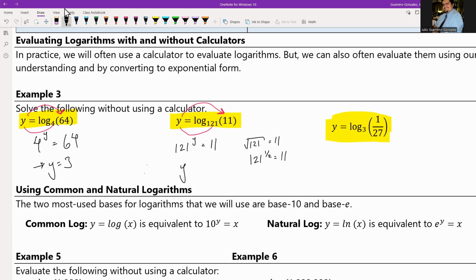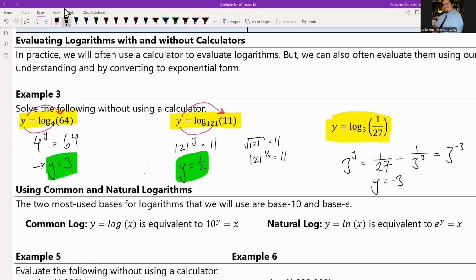So that means y has to be equal to 1 half. We're getting somewhere. Last one. 3 to the y is equal to 1 over 27. If you guys recall, 27 is 3 cubed. And the way that we can rewrite this using our exponent rules is 3 to the negative 3. So that means y is equal to negative 3.